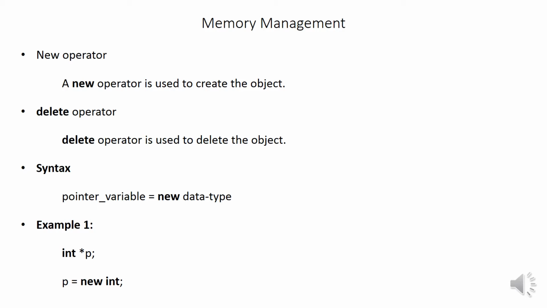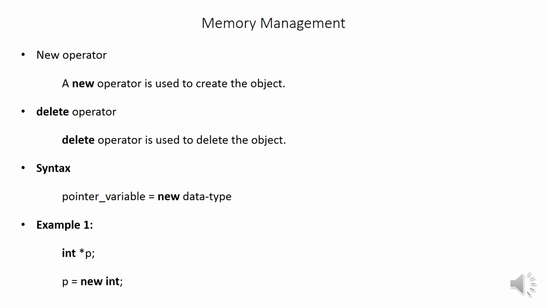That stores the integer type of data into the memory. And the next operator is the delete operator. After the use of the p variable, we have to free that memory for the next purpose. So we have to delete it by using the delete operator. That delete operator is used to delete the object.